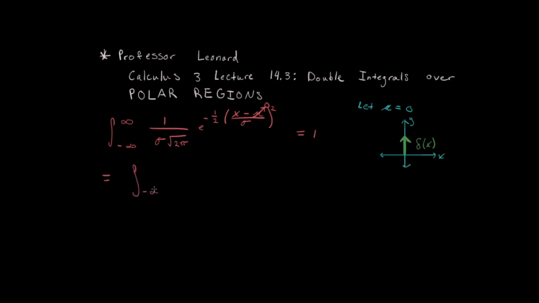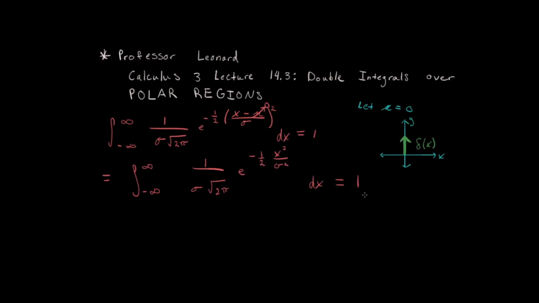I'm going to rewrite this integral. Okay, 1 over sigma square root of 2 pi times e to the minus 1/2, and then we'll just say this is x squared over sigma squared. Okay, forgot my dx there. We are integrating with respect to x, and we're going to keep saying that this is equal to 1.